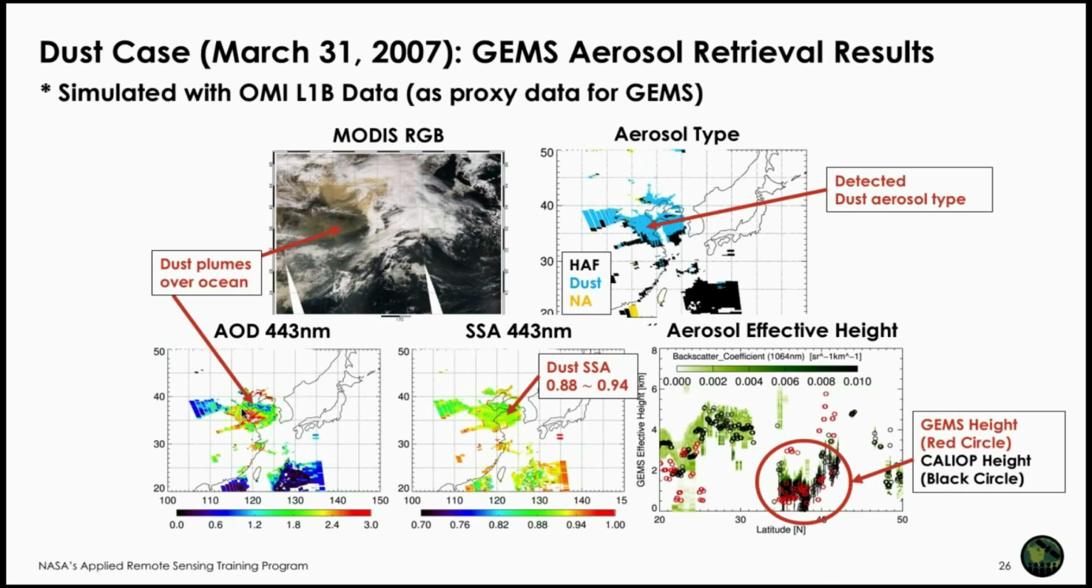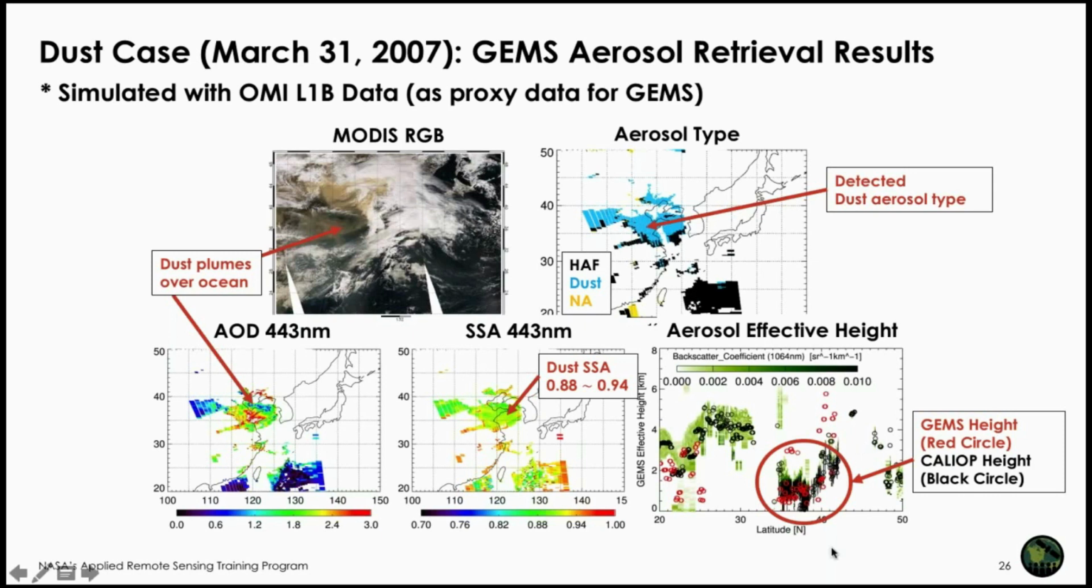The retrieved aerosol optical depth at 443 nanometer shows up to 3. It's a very thick aerosol plume, and it also shows single scattering albedo of 0.88 to 0.94. It means that they observed properties like dust.